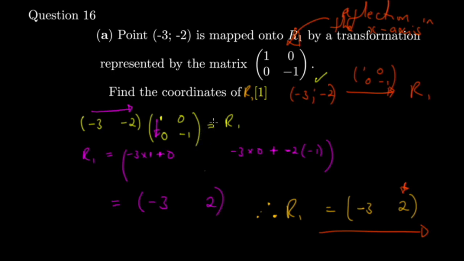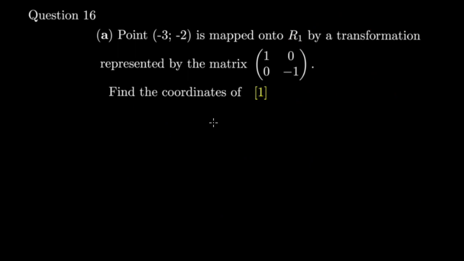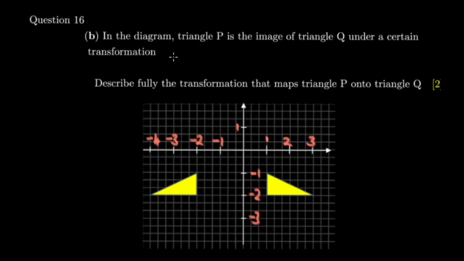So let's move to 16b. In 16b, we have this in the diagram, triangle P. I didn't actually label this, but I think this was P and this was Q. So triangle P is the image of our triangle Q. This is an image of triangle Q under a certain transformation. Describe the transformation fully that maps triangle P onto triangle Q.